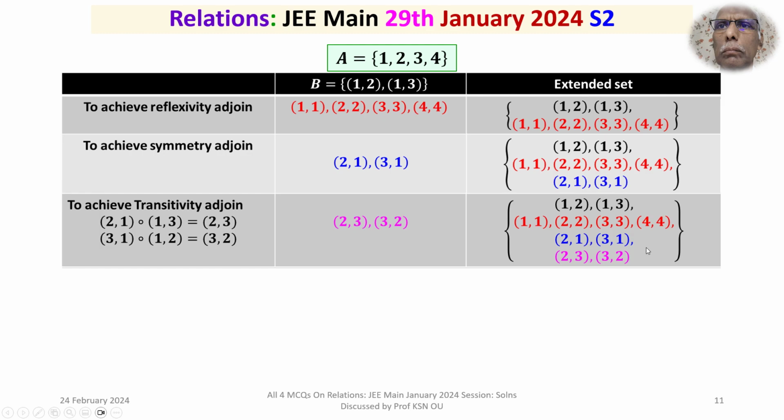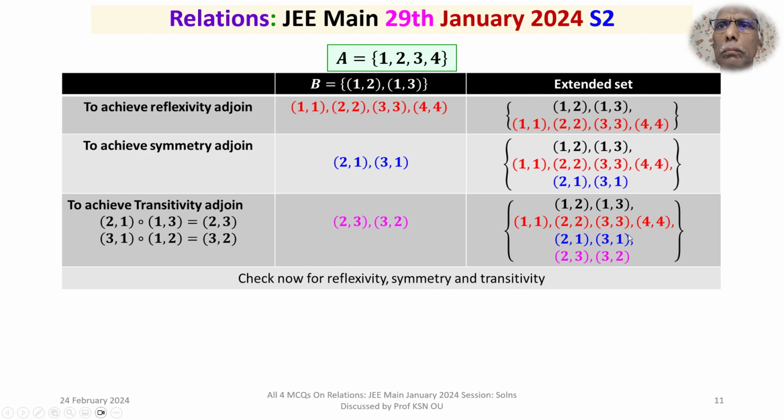Now is it an equivalence relation? You check now. Reflexivity is there. Symmetry is also there: (1, 2), (2, 1), (1, 3), (3, 1), (2, 3), (3, 2). Symmetry is there. Transitivity is achieved here. So the transitivity we got here. So how many elements are there? This is the equivalence relation extended.